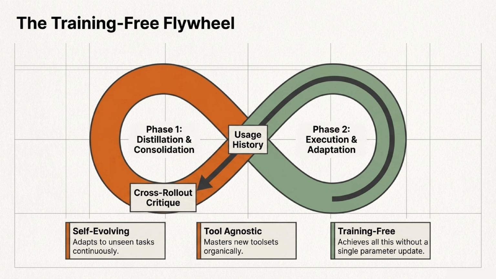In the end, this creates a training-free flywheel. Phase 1 handles distillation and consolidation, Phase 2 handles execution and adaptation, and every new task adds to the usage history, looping right back into our cross-rollout critique. This makes the system self-evolving, organically tool-agnostic, and completely training-free, meaning it achieves continuous learning and improvement without a single parameter update. Thank you for joining me on this deep dive into the cognitive blueprint.